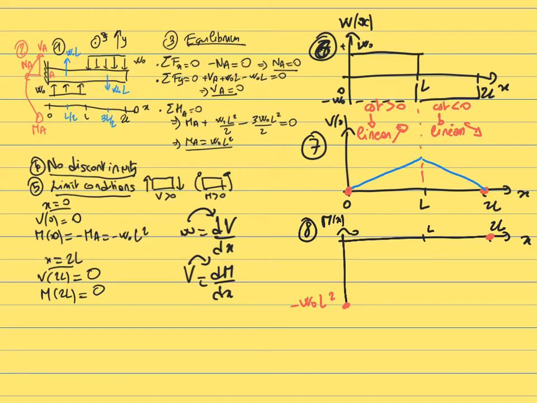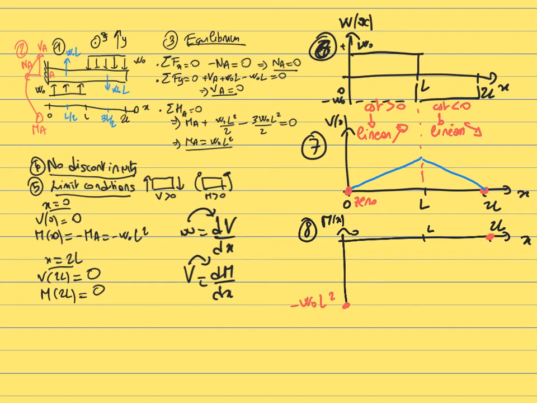Here we have a few more pieces of information that we can use. We know that the function that we are integrating, the shear, is equal to 0 at x equals 0. So V is the derivative of M, and M is the integral of V. It means that the derivative of M is equal to 0 at x equals 0.